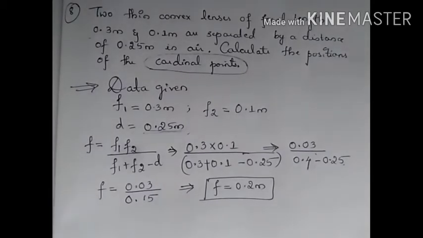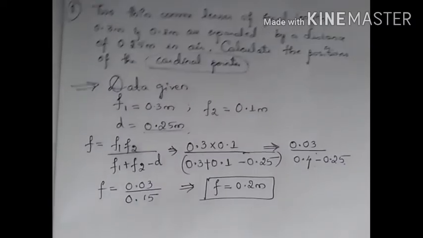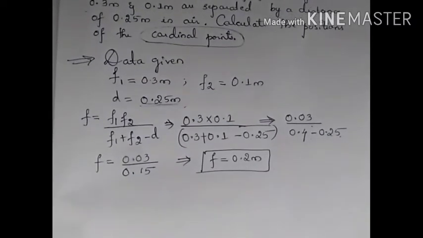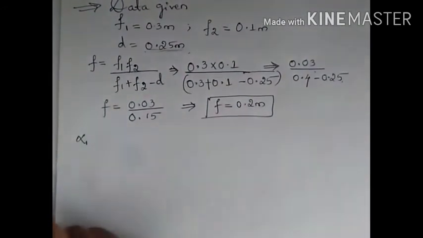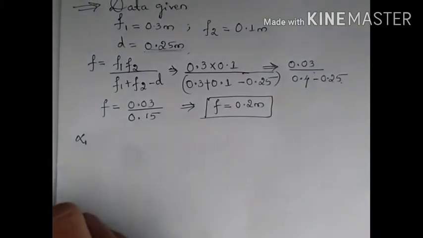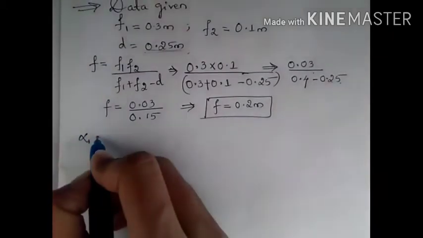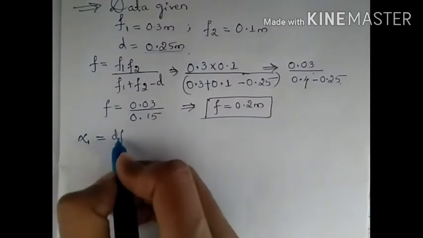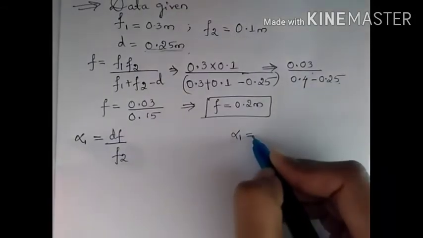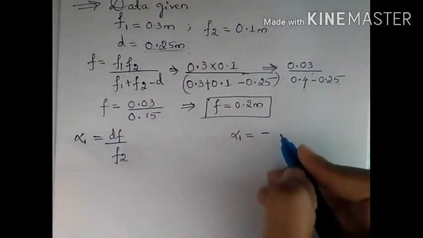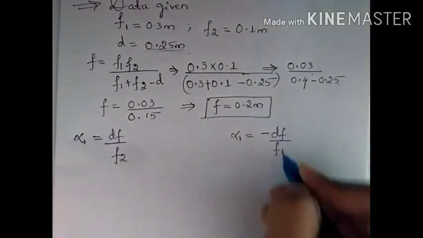So you have found the equivalent focal length for the two thin convex lenses of focal length 0.3 and 0.1. So now let us find what is alpha 1, alpha 2, beta 1 and beta 2. The first here is alpha 1. Alpha 1 is the position of the first principal point, and for alpha 1 we have the formula minus df by f2.